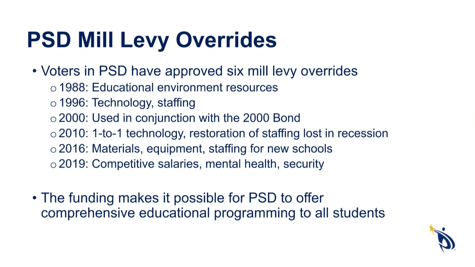The 2000 override was really used in conjunction with a bond program at that time. So we built some schools. We actually staffed those schools with mill levy override dollars. That was a big use there. And then that override is about $10 million annually.